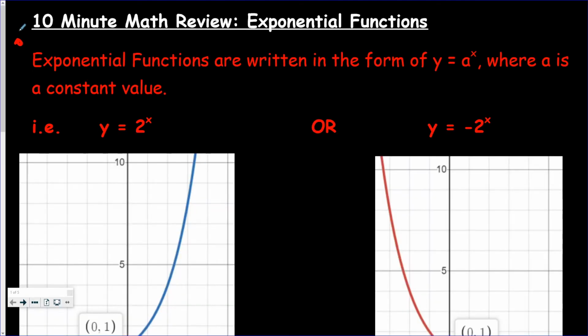Okay, and we are back at it again, better than ever. 10-minute math review, exponential functions. Let's see what we got cooking in the math oven today.